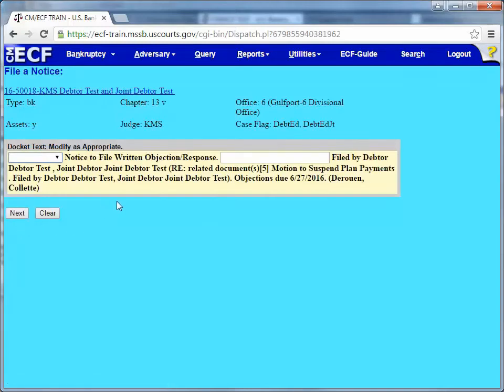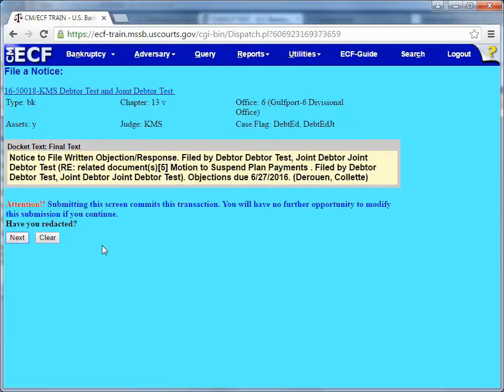Next, I'm reviewing the docket text to verify that the notice is related to the correct motion, and the objection deadline is the same deadline provided in my notice. This is the final docket text screen. This is my last opportunity to cancel the filing.